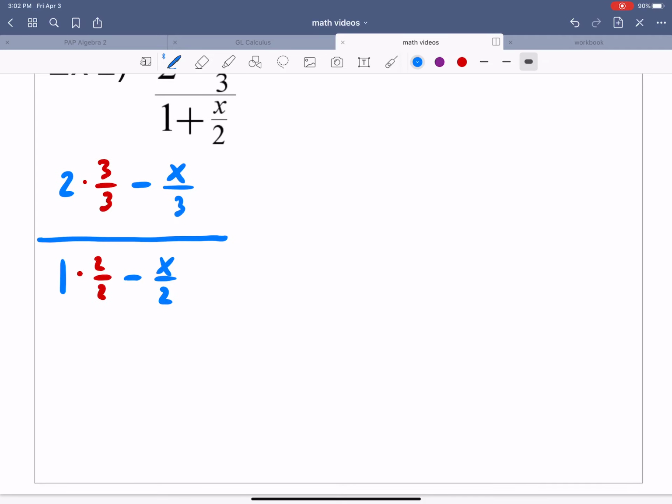Okay, so clean that up. You get 6/3 minus x/3 all over 2 over 2 minus x over 2.